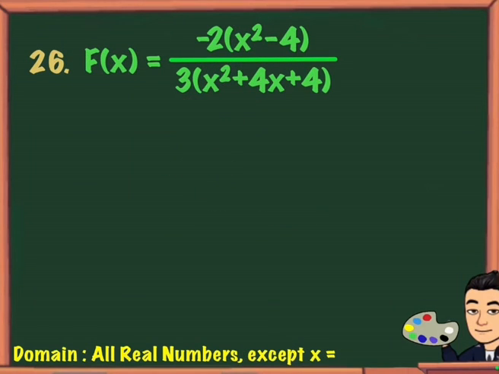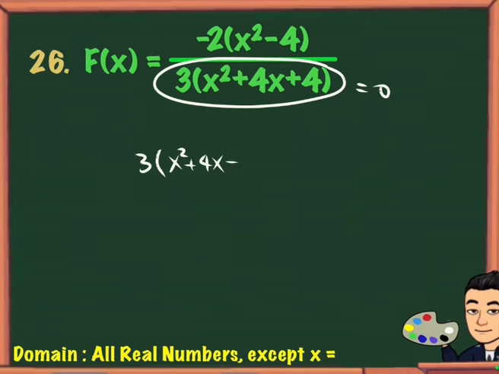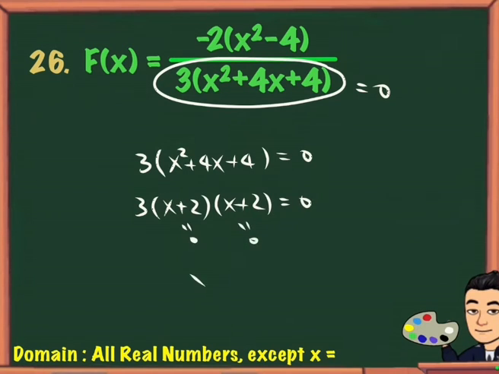Number 26. So here, you want to set the denominator equal to 0. So 3 times x squared plus 4x plus 4 equals 0. And then you're going to factor the x squared plus 4x plus 4. So you're going to factor x plus 2 times x plus 2. That equals 0, where x is actually equal to negative 2. It happens 2 times, but we can just write it once. So your domain is going to be all real numbers except x equals negative 2.